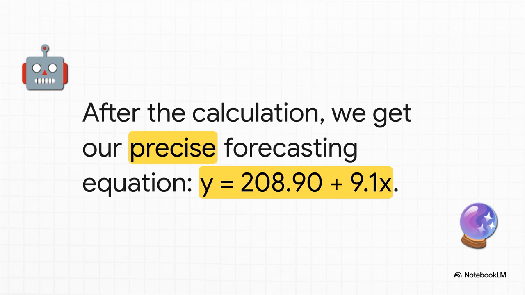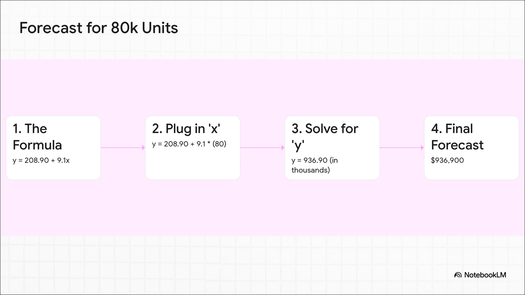It's telling us the fixed cost A is about $209,000, and the variable cost B is $9.10 per unit. This is our custom-built forecasting machine. So what if the company wants to produce 80,000 units, a level they've never actually hit before? Easy. We just plug 80 right into our formula where X is. And the math spits out our answer, a total production cost of $936,900. A precise number, not just some vague guess.